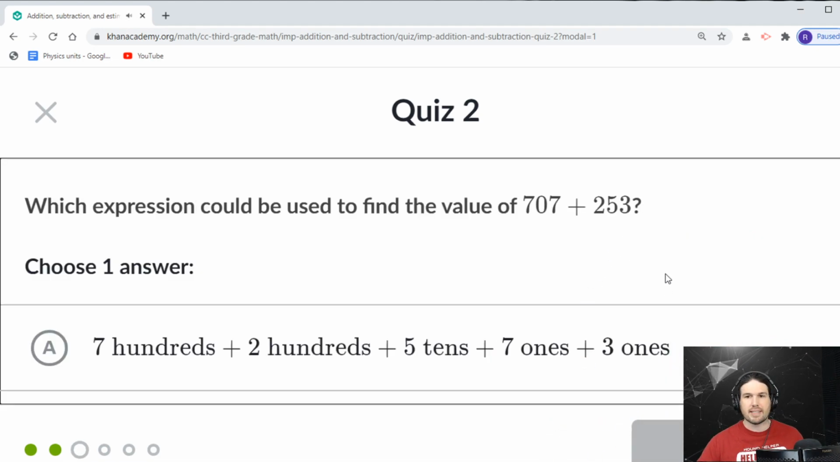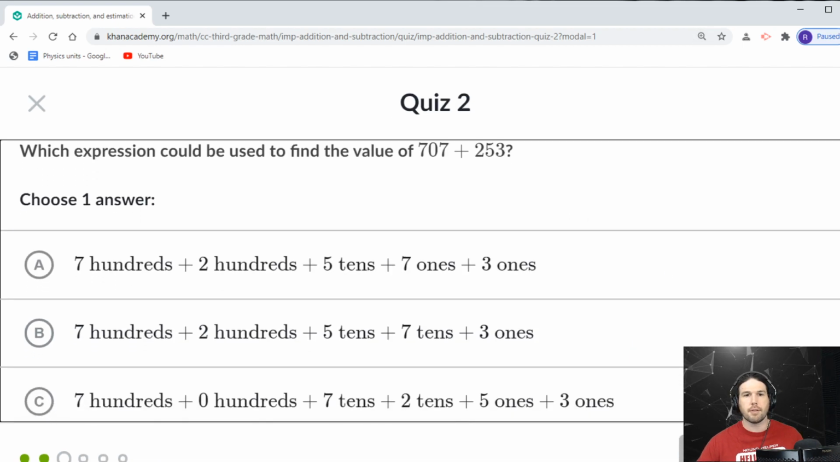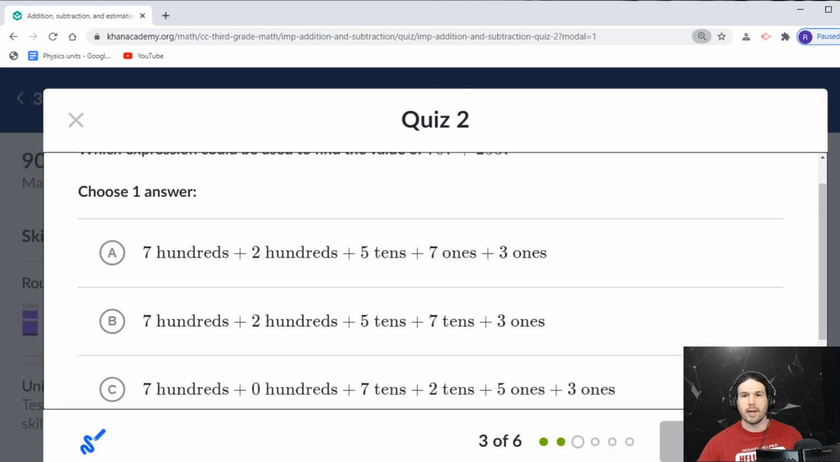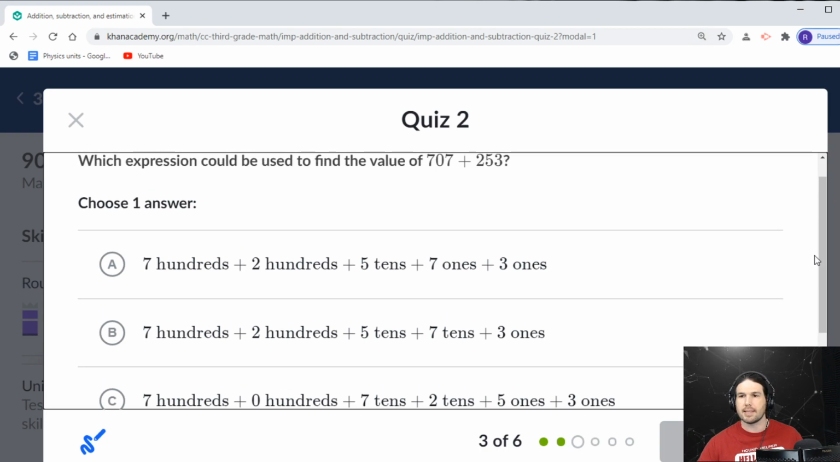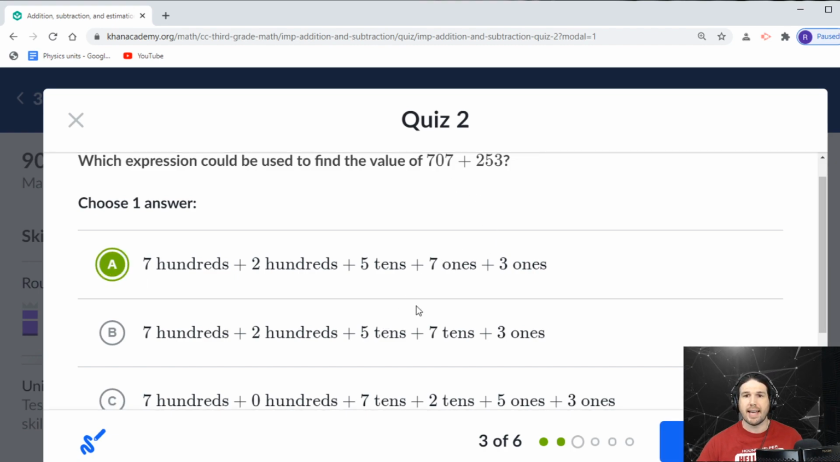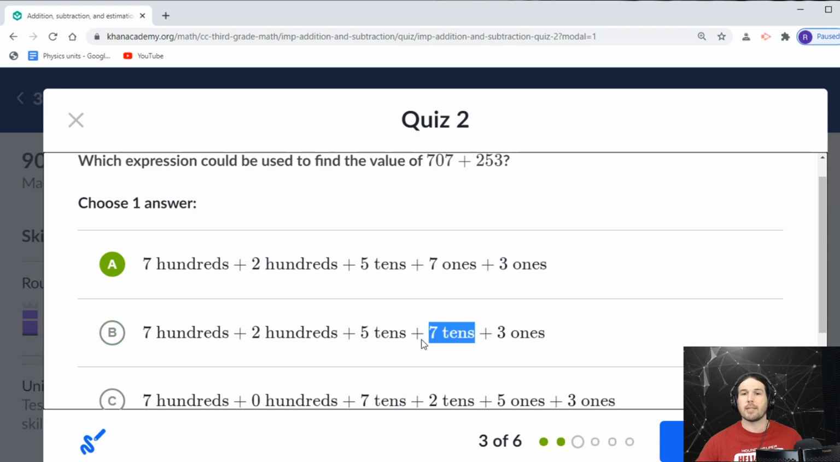All right, so we have 707 plus 253. One of these answers is correct. Let's zoom out just a touch more so that I can see both the question and the answer. So all of them have 700s. C is out because it does have 200s here, right? And then there are no 10s and 5 10s. And then 7 1s, it's A. B is almost correct, but I made the mistake of saying 7 10s and 3 1s instead of 7 1s and 3 1s.